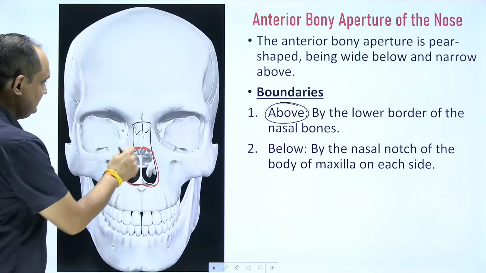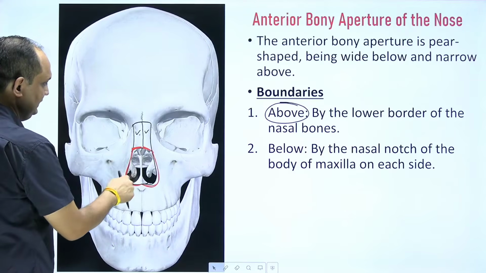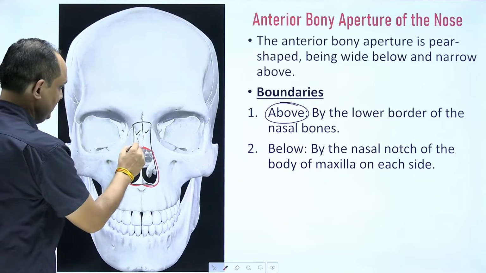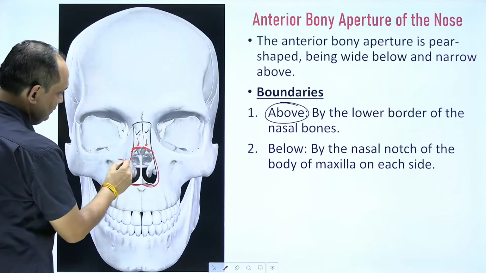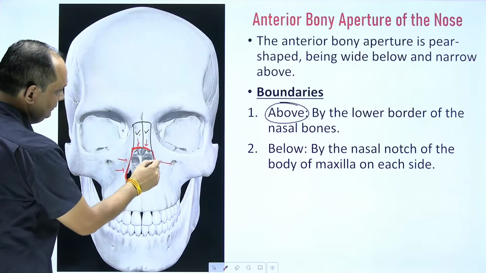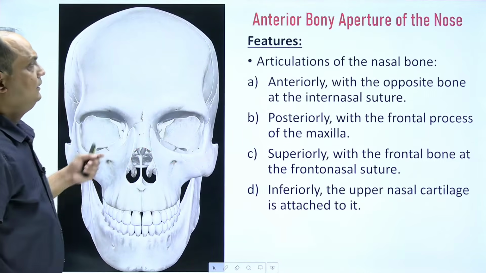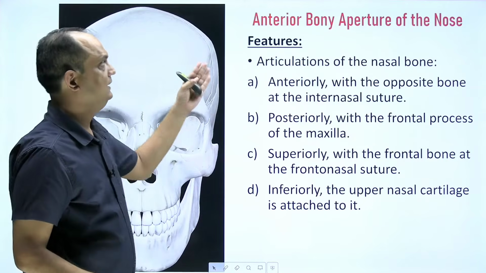Clear? So this gap which is present in the dry skull is bounded by two bones. In upper part you will have the nasal bones. On the sides and in lower part you will have the maxillary bone. Clear? Now, what are the features on this nasal aperture?